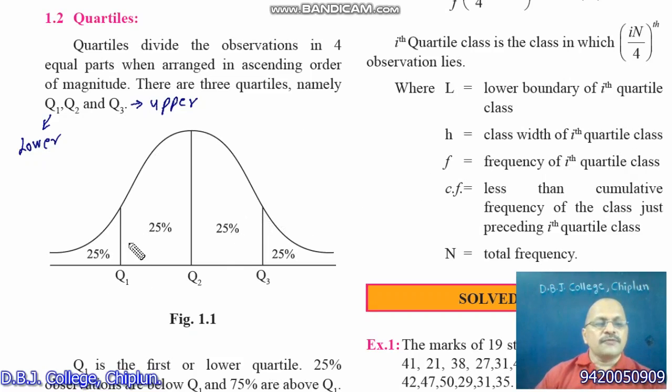This Q1, the first quartile, below Q1 there are 25% of the observations, and above Q1 there are 25 plus 25 plus 25, that is 75% of the observations. Q2 is nothing but the median. Below Q2 there are 50% and above also 50% observations. And Q3 is the upper quartile, below which there are 75% observations, and above Q3 there are 25% of the observations.